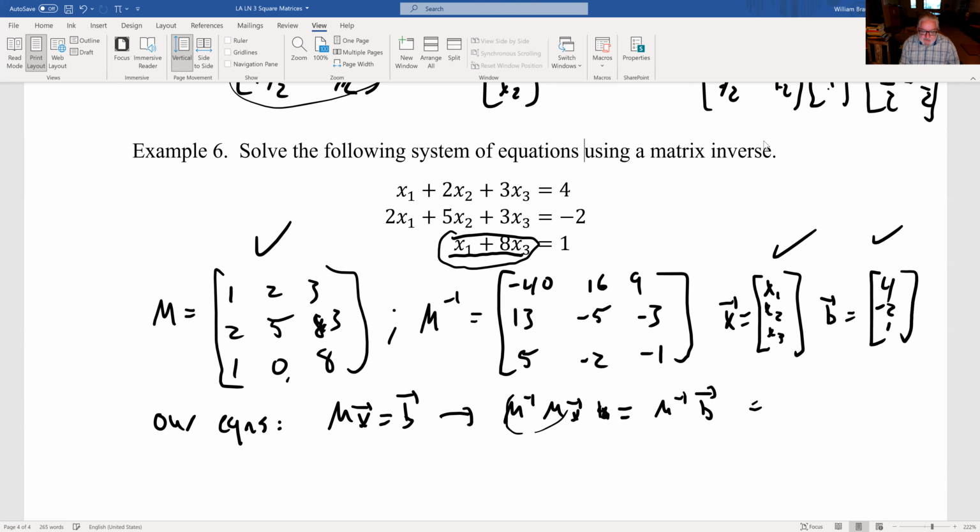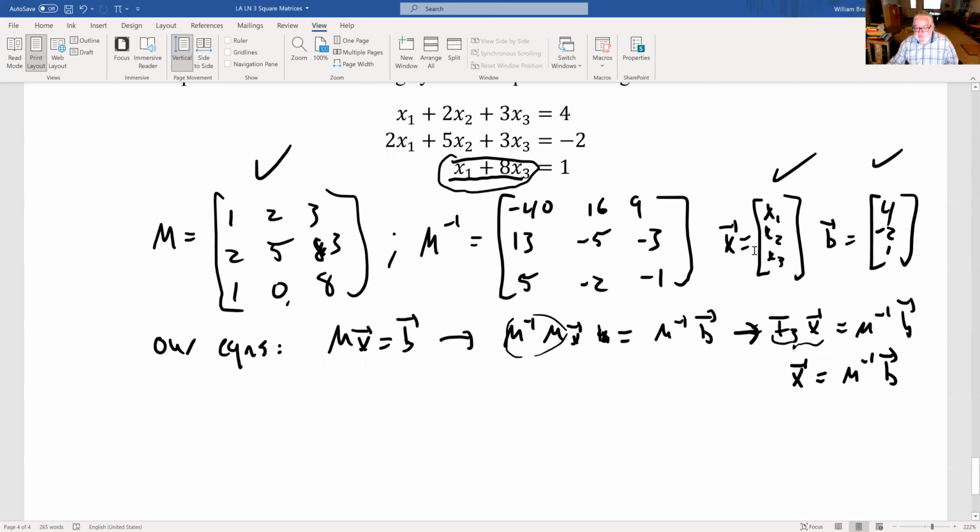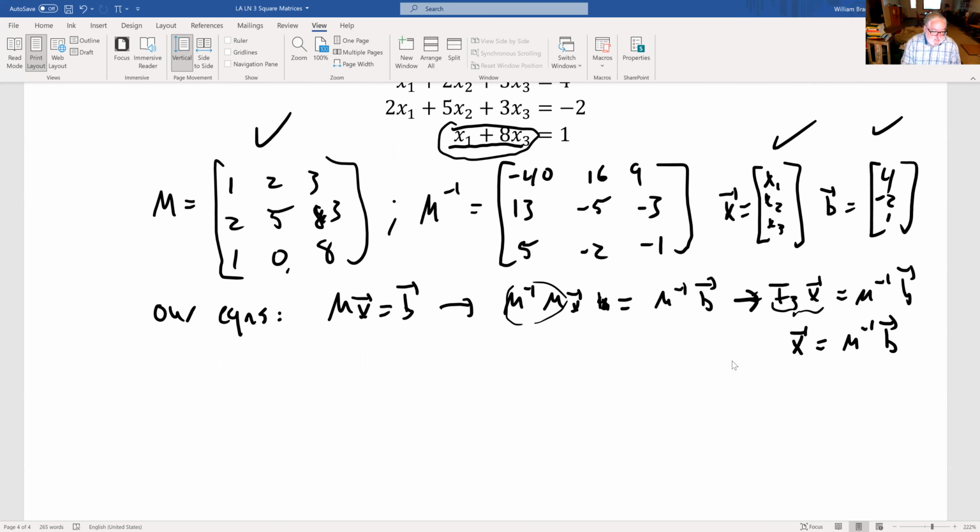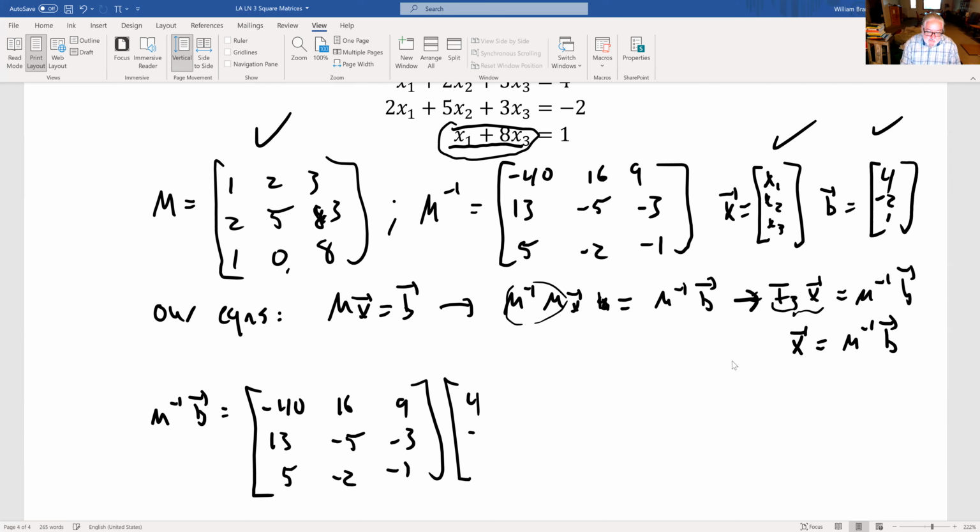And again, M inverse times M is the identity matrix, I3, times X equals M inverse times B. But this is just X because when you multiply by the identity, you just get whatever you had back. So the solution is M inverse times B: minus 40, 16, 9, 13, minus 5, minus 3, 5, minus 2, minus 1, times 4, minus 2, 1.